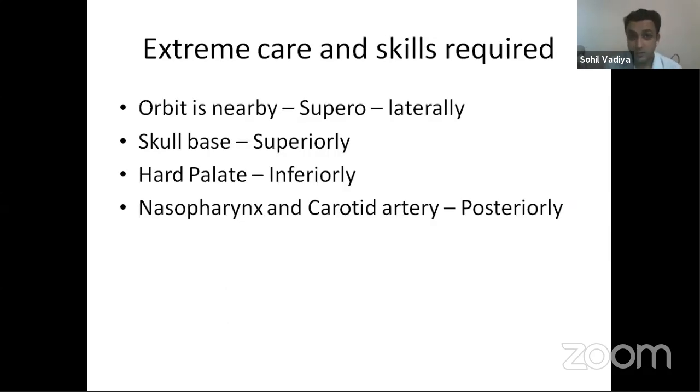But this particular thing is not so easy. There is a learning curve about it, and that's why extreme care and skills are required. The orbit is nearby supralaterally, the skull base is superiorly, the hard palate is inferiorly, and the nasopharynx and carotid artery posteriorly. So extreme care is required to prevent injury to any of these structures.